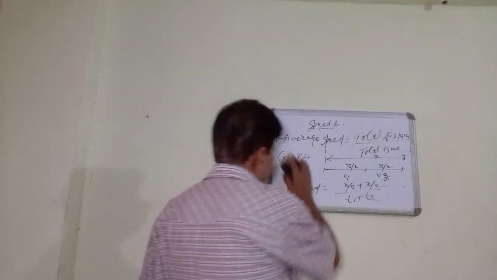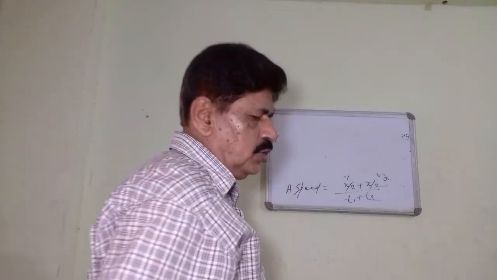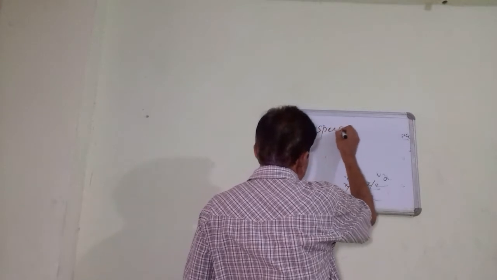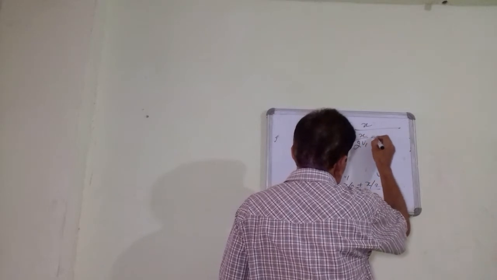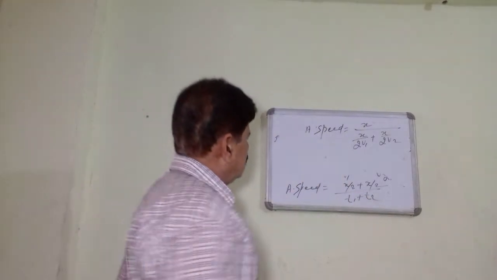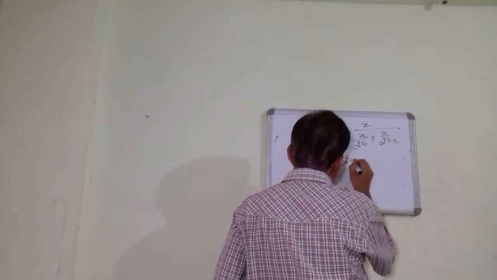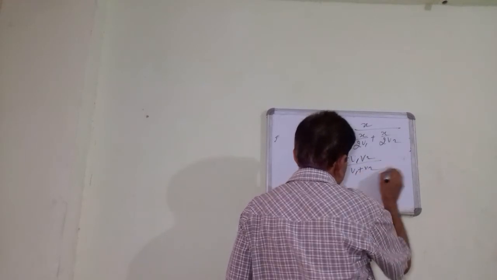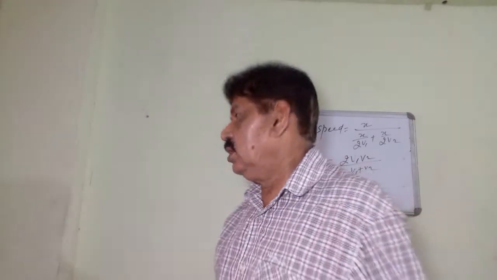In the next step you can write t1 is equal to x by 2 v1. So the average speed in this case is x upon x by 2 v1 plus x by 2 v2. Finally it becomes 2 v1 v2 divided by v1 plus v2. This is the way of obtaining the average speed.